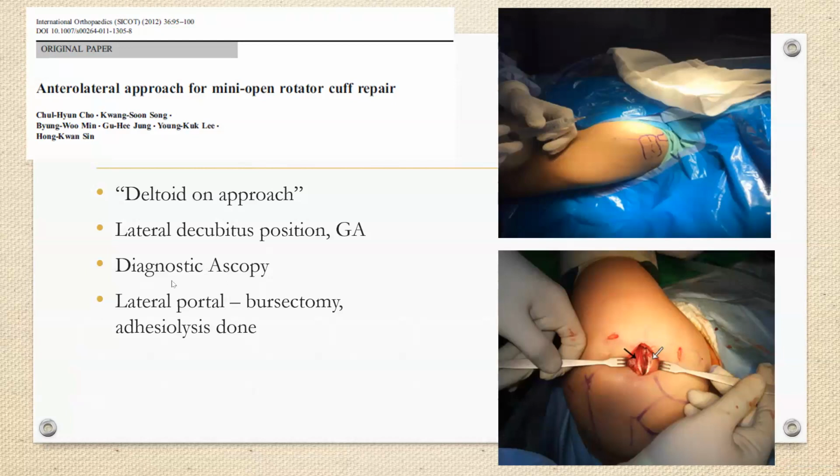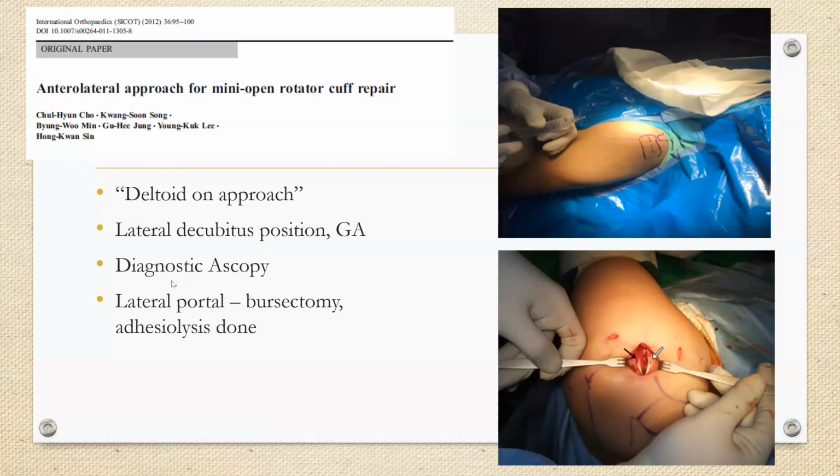Similar to the lateral extension technique, diagnostic scopy is done first. Once the diagnostic scopy and bursal dissection and mobilization are done, an anterolateral incision is made, starting from the anterior edge of the acromion. It is a 3 to 4 centimeter incision placed from the anterolateral edge and extending directly distally.